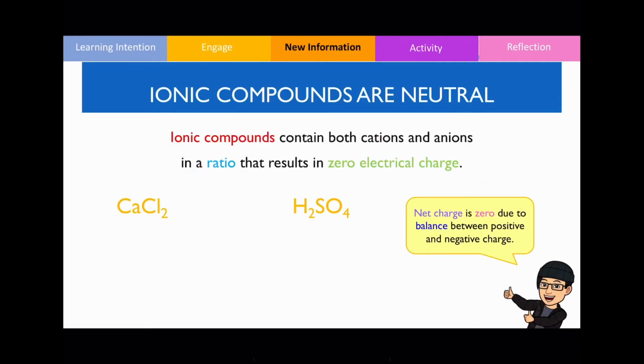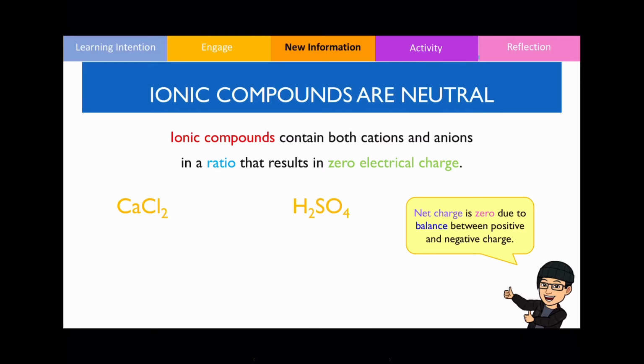Another key detail that I like to point out is that all ionic compounds are electronically neutral. What that essentially means is that their overall charge is 0. And the reason is that the composition of the ionic compound, meaning the cations and anions, are in a certain ratio that allows these charges to cancel each other out. I'm going to use these 2 examples down below to show you what I mean by this.